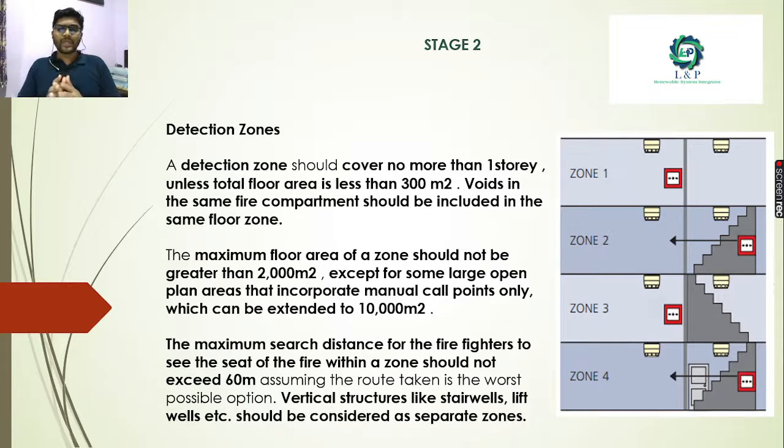Maximum floor area is also an important one. For example, in metro stations the square meters might differ, but it should not be greater than 200 square meters. Also, most importantly, if the firefighters are entering the building and searching for something, the search distance should not exceed 60 meters. And most importantly, vertical structures like stairs and lifts should be considered as a separate zone.